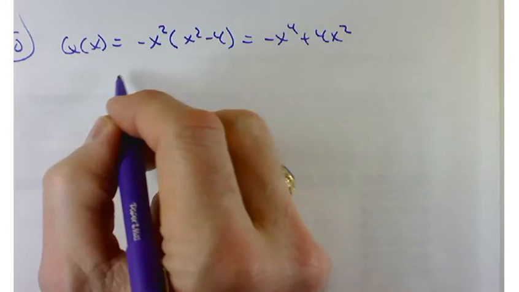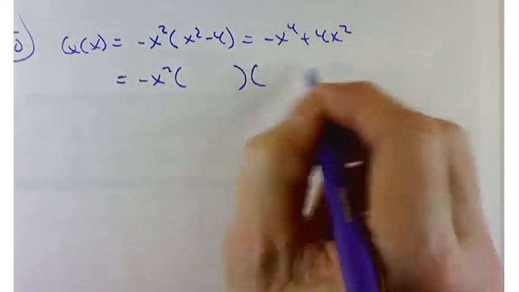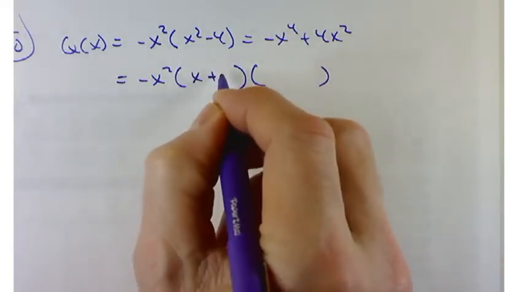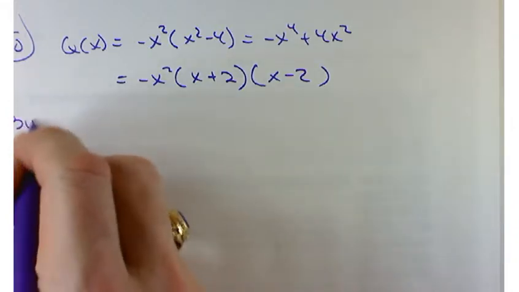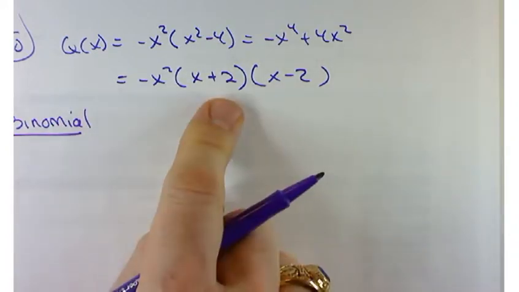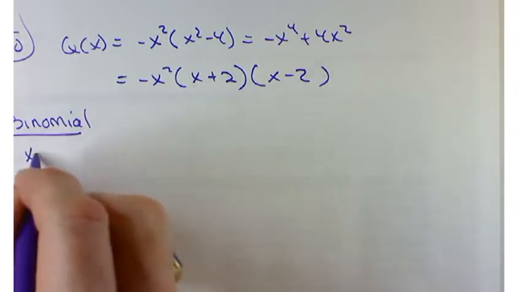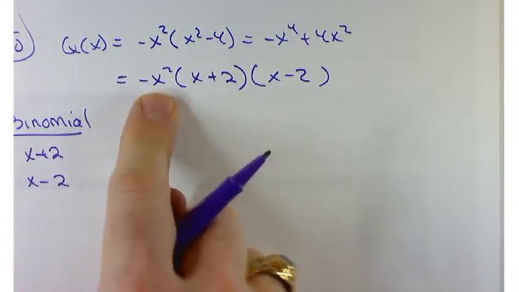Now I'm going to work with this one a little bit. That's negative x squared, but this term will factor a little bit. How does x squared minus 4 factor? All right, good. X minus 2 and x plus 2. And with that, I can help myself out a little bit. Let's look at the different binomials here. We've got a binomial at, say, x plus 2. We've got a binomial at x minus 2. And another one at x.